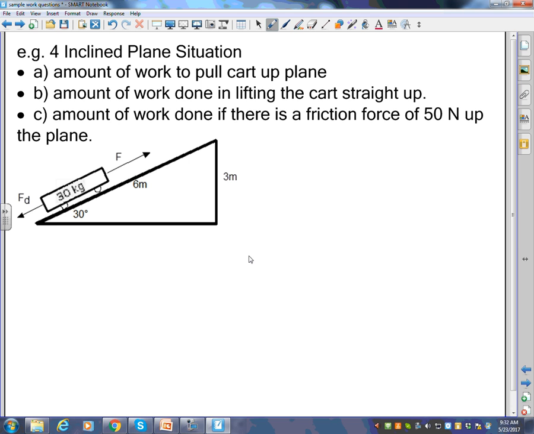Oh yeah, so how much work to pull the cart up the plane? So it's 6 meters up the ramp. Do you guys have the picture? Okay. How much FA do I need? I need enough FA to overcome the FD. And you might remember, I hope you do, that FD is mg sine theta. 30 times 9.8 times the sine of, it looks like it's 30 degrees.